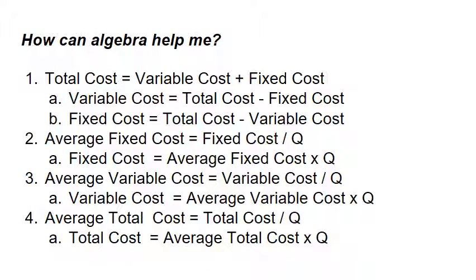Algebra can be your friend. We know that total cost equals variable cost plus fixed cost. This implies that variable cost will be the difference between total cost and fixed cost, and that fixed cost will be the difference between total cost and variable cost. We know that average fixed cost is fixed cost divided by Q. This implies that fixed cost will be the product of average fixed cost and output. In similar fashion, variable cost will be average variable cost times output, and total cost will be average total cost times output.